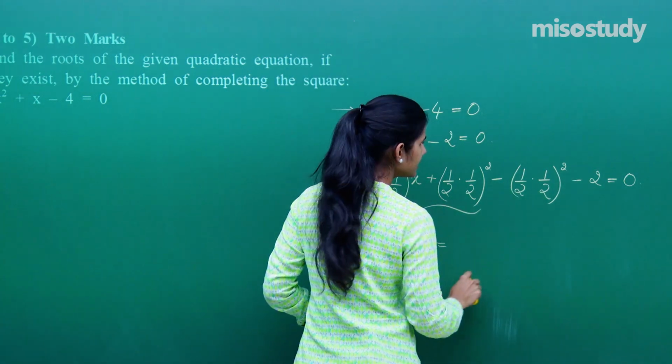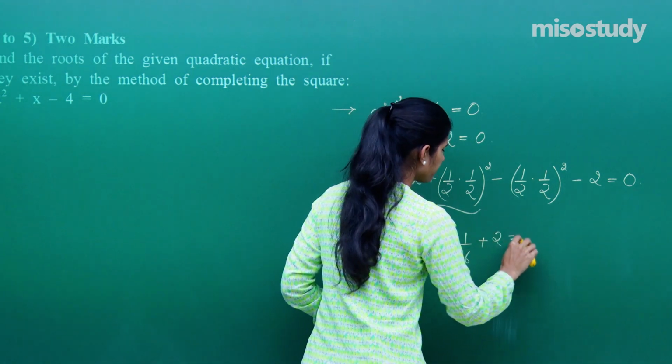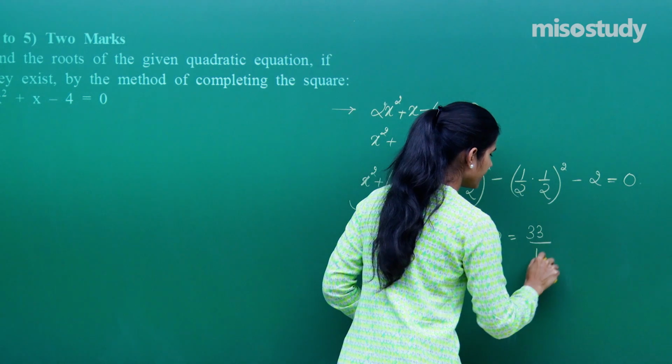This all will go on the right hand side. This is 1 by 4 whole square, which is 1 by 16 plus 2. This is 33 by 16.